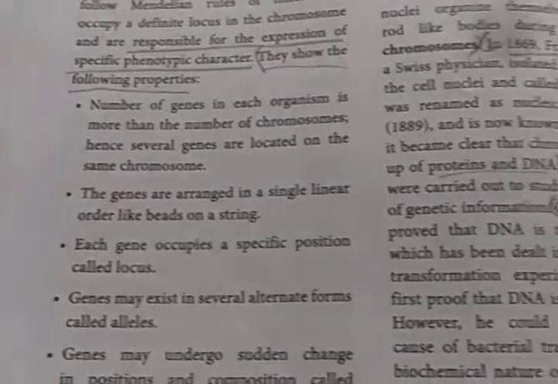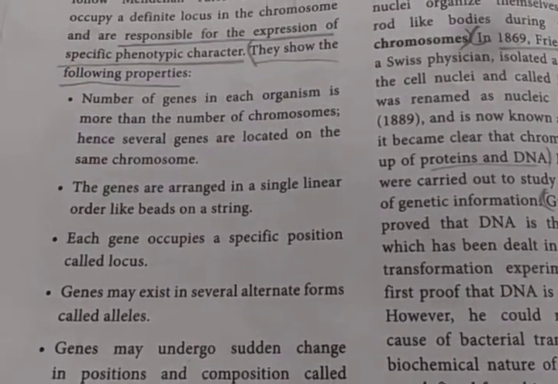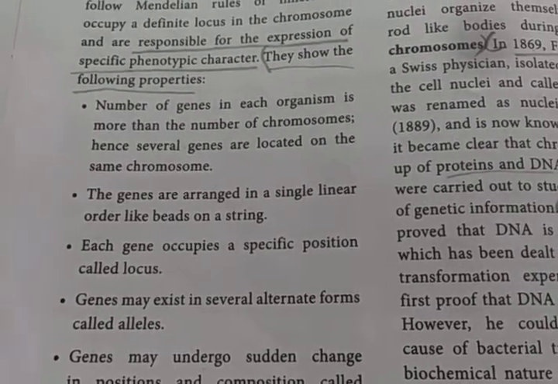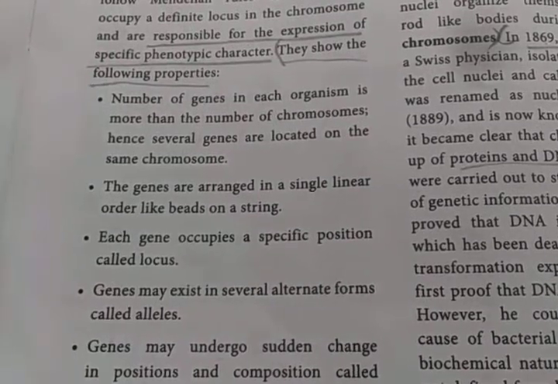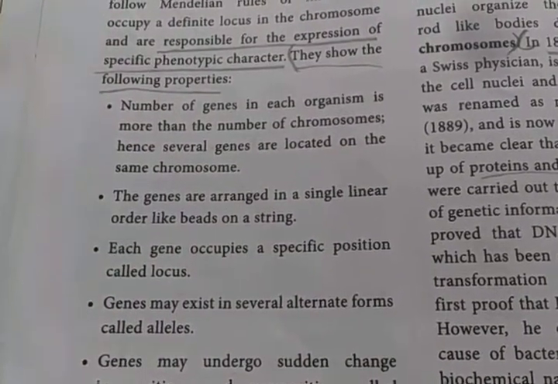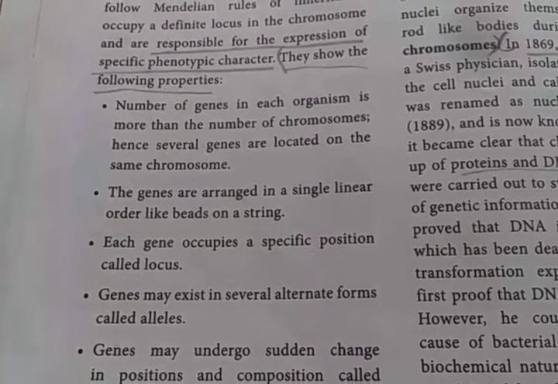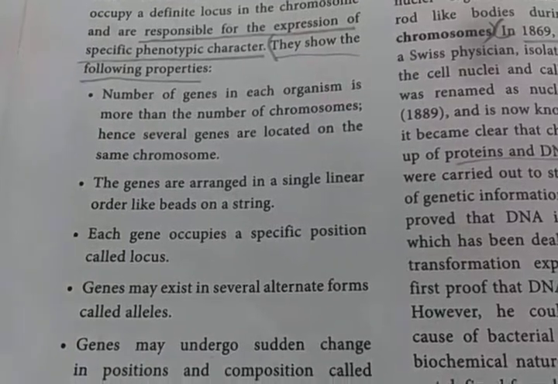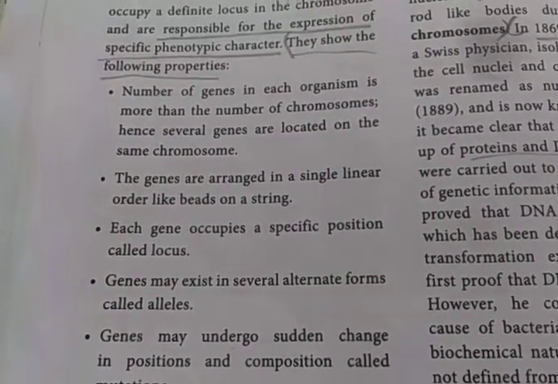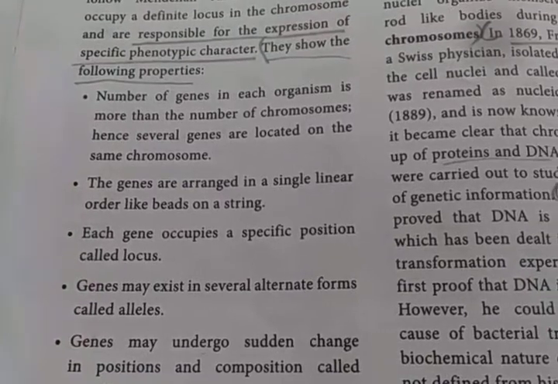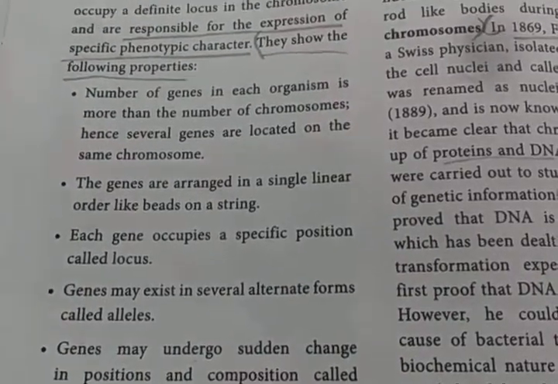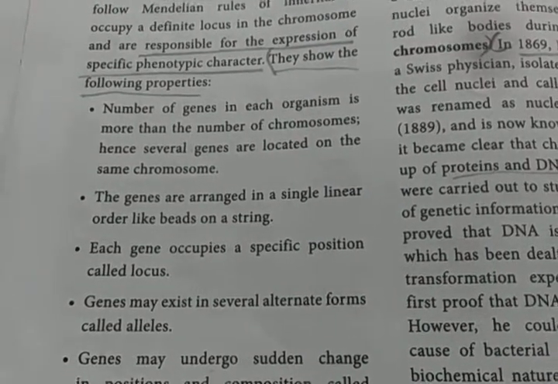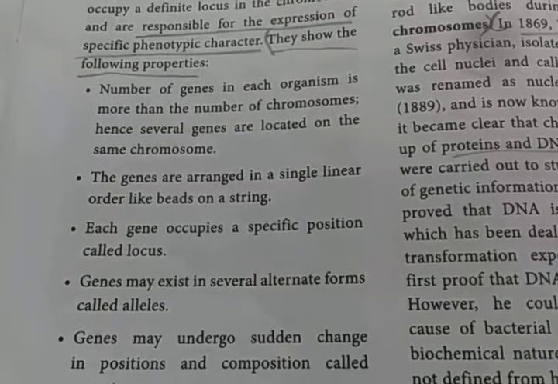So what are the properties? The number of genes in each organism is more than the number of chromosomes. Already we have studied that we have only 46 chromosomes, but each and every chromosome contains a number of genes. Some chromosomes contain 100, some 1000. So the genes are located inside the chromosomes. Hence several genes are located on the same chromosome.